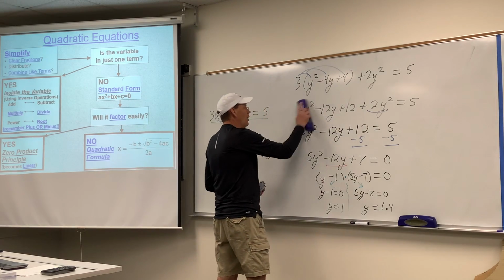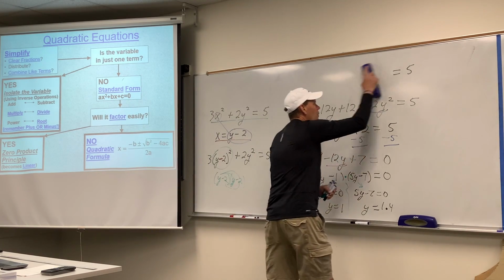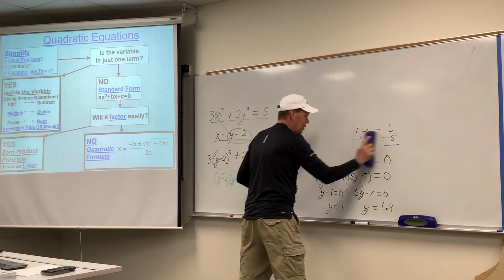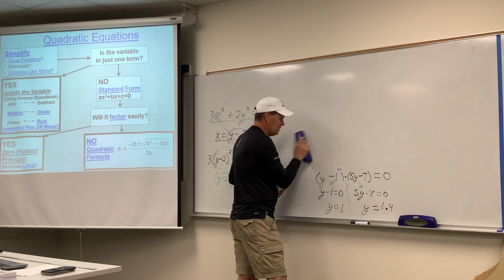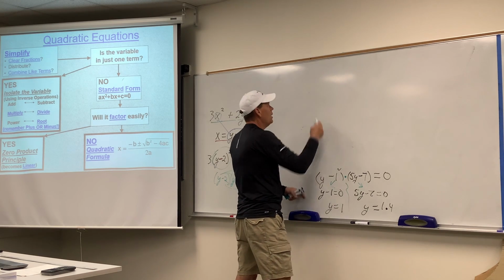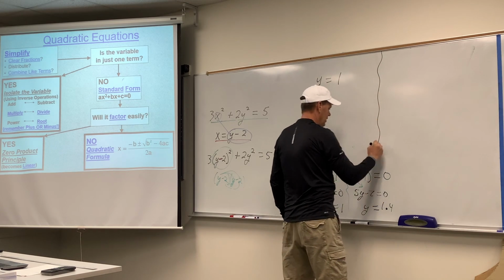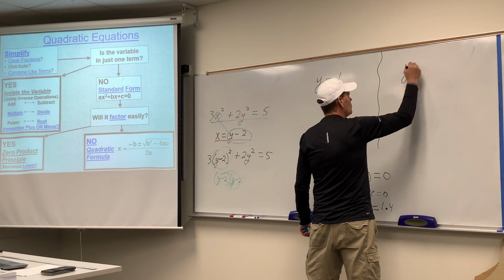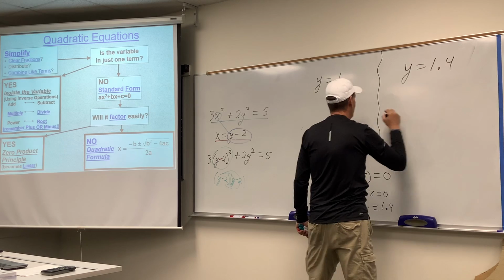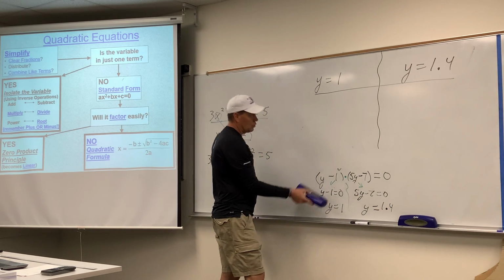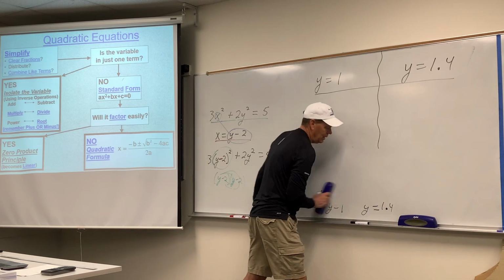Almost done. So, what I then suggest we do, hey look, you can always hit rewind if I erase something too quickly. y equals 1 is one scenario to consider, and y equals 1.4 is the other. Two totally separate scenarios. Scroll them up here, okay?